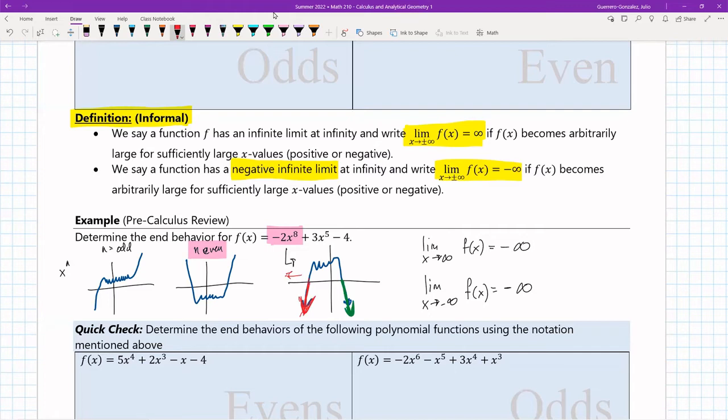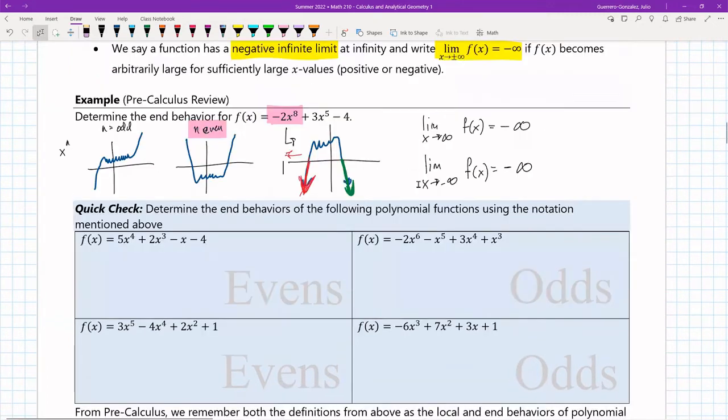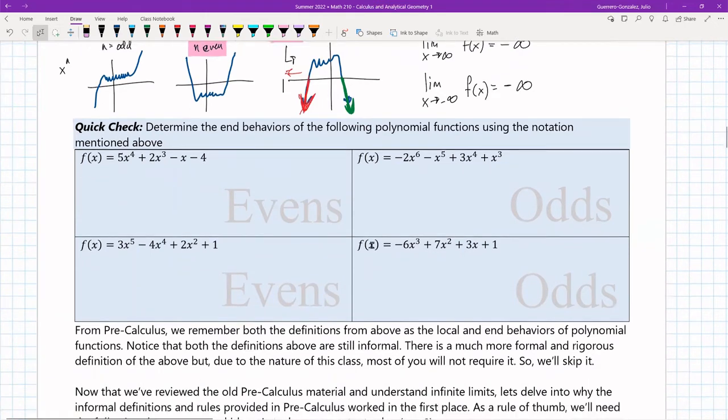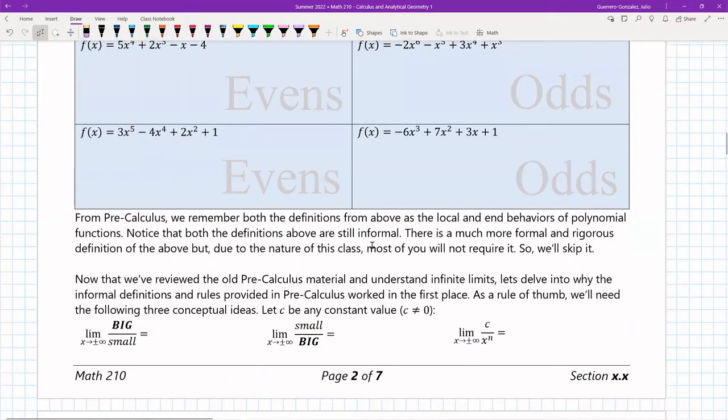Okay. Again, quick check. These should be pretty quick. You can verify these with a graphing utility if you need to, okay? So now, from pre-calculus, we know how to find these things pretty quickly, right? But we were never given the justification for why, correct? We just took them, like I said at the beginning, at face value, and then we just moved on with our lives, correct?